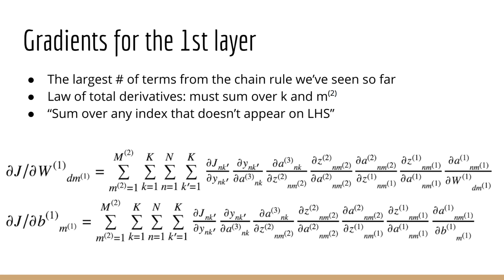The most important part of this is that we have to remember the law of total derivatives once again. In particular, not only do we have to sum over k, we also have to sum over m too. Basically, you can think of this as you have to sum over any index that does not appear on the left-hand side. And since d and m1 are what appear on the left-hand side, we have to sum over every other index, which in this case are m2 and k.